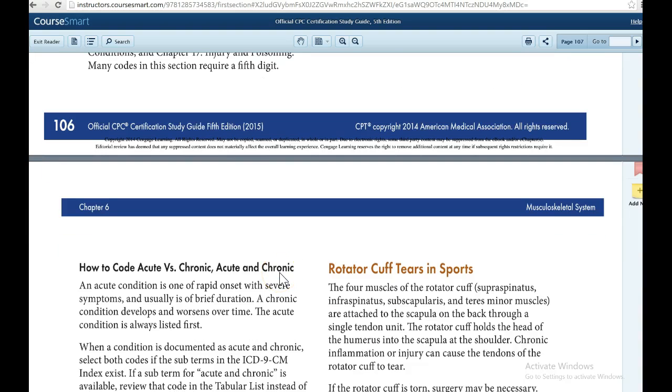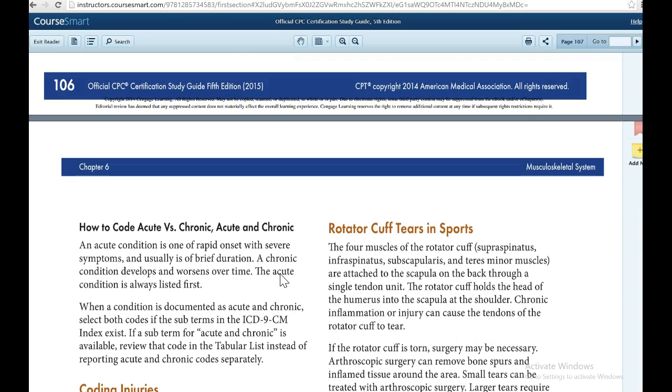All right. How to code acute versus chronic. Of course, you already know. Acute always comes first, and chronic conditions linger on and on and on, so they're always going to be there in most cases. So we want to take care of the acute issue at hand first. Then we go and address the chronic.